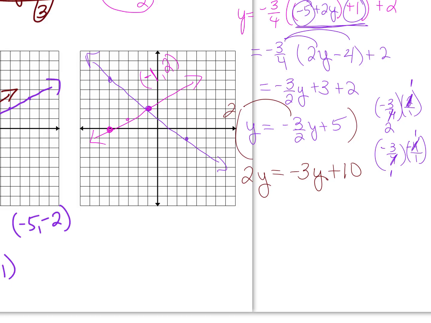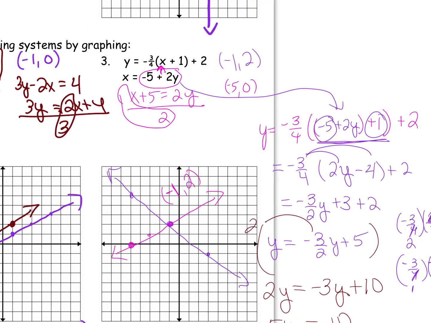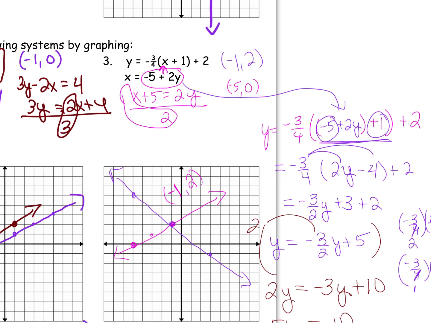Now what? So I add 3y and I get 5y equals 10. And then I get, does that match our solution? Do we have a 2 in the y value? Okay, now we need to go back to either one of our beginnings and plug in 2 for the y.